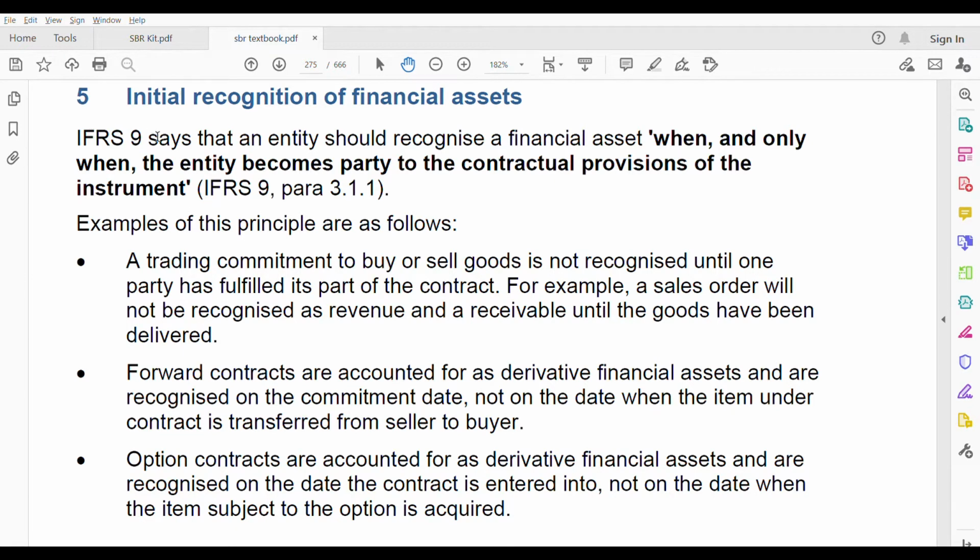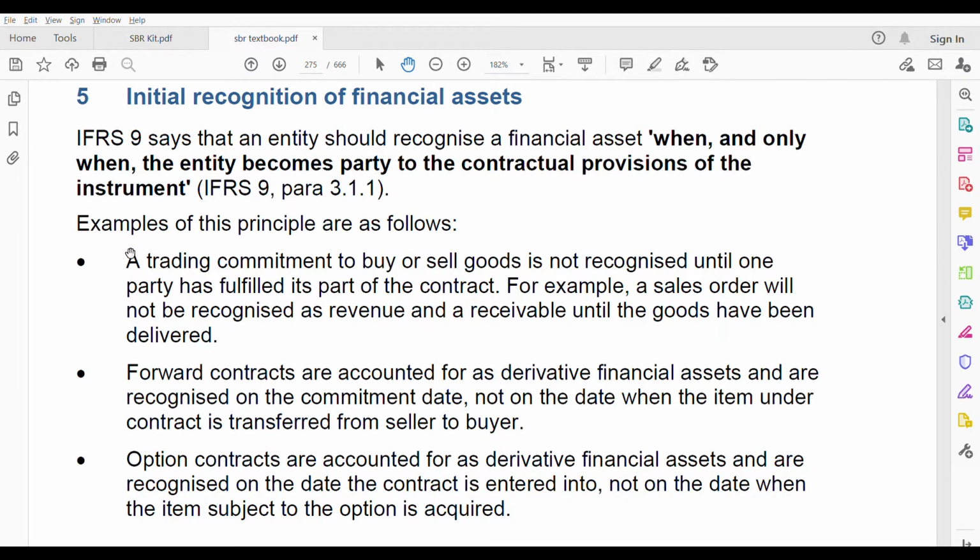So IFRS 9 says that an entity should recognize a financial asset when and only when an entity becomes party to the contractual provisions of the instrument. Let us see some examples if you're not understanding the definition. 3 examples are there. A trading commitment to buy or sell goods is not recognized until one party has fulfilled its part of the contract.